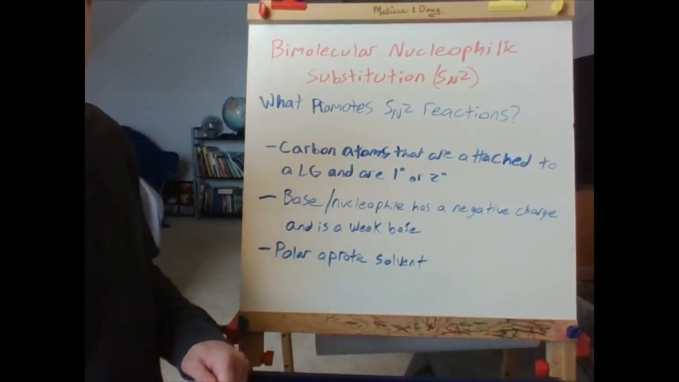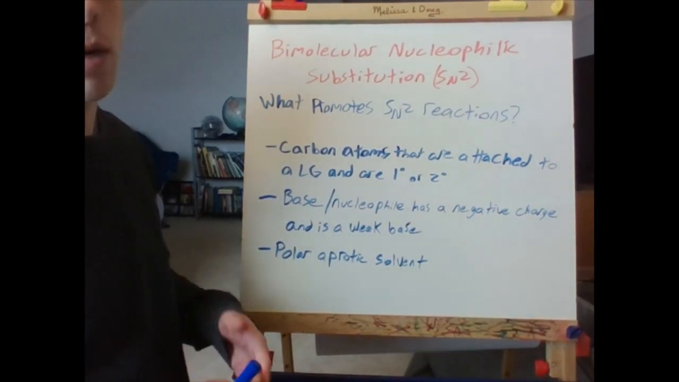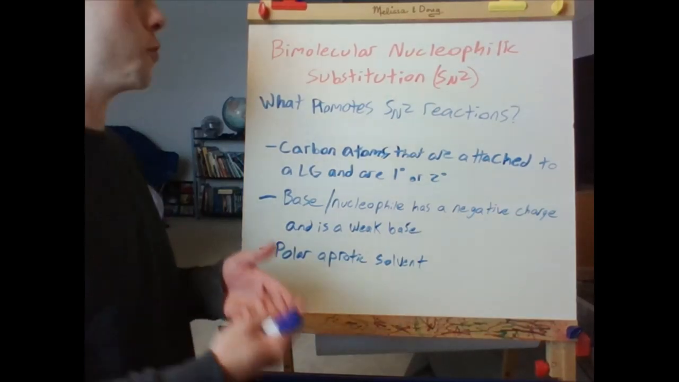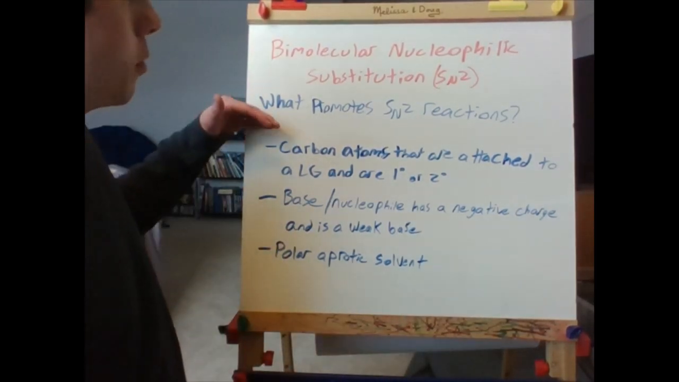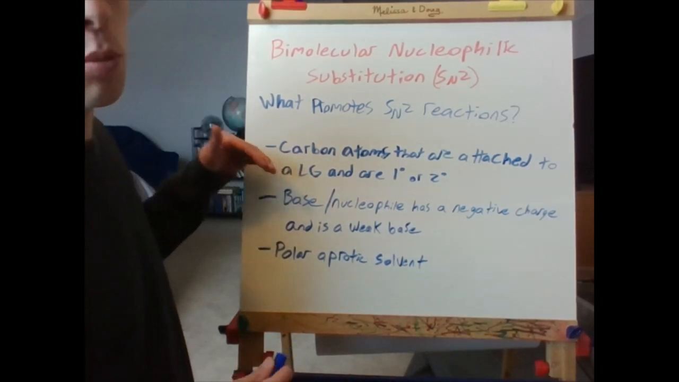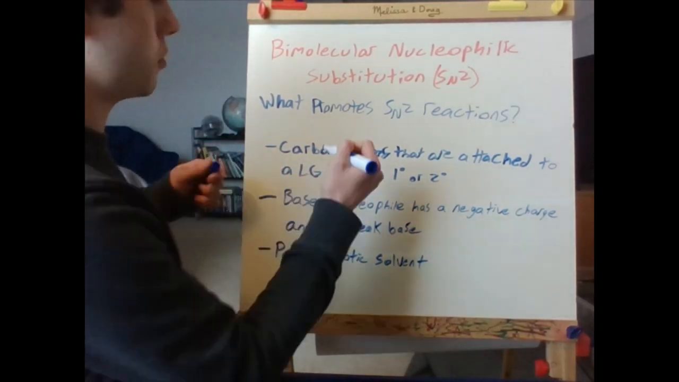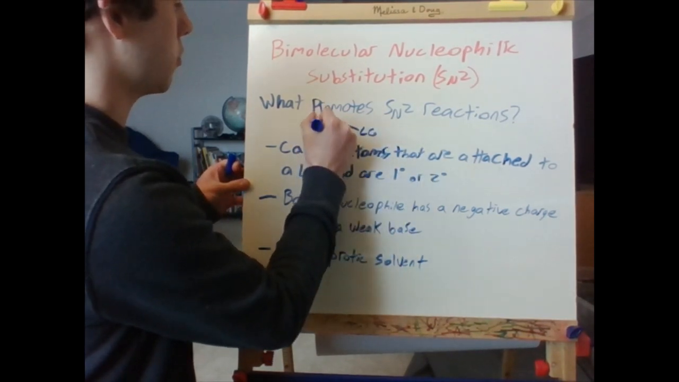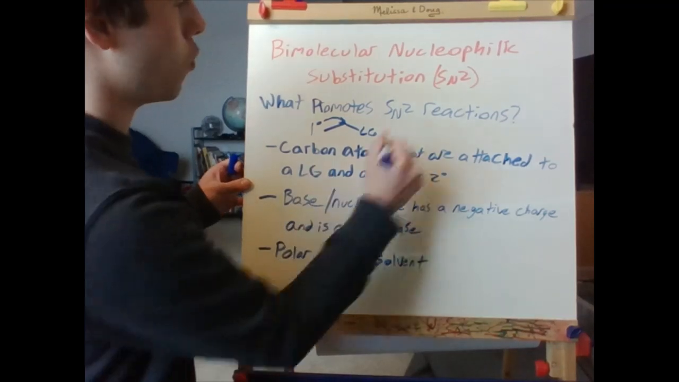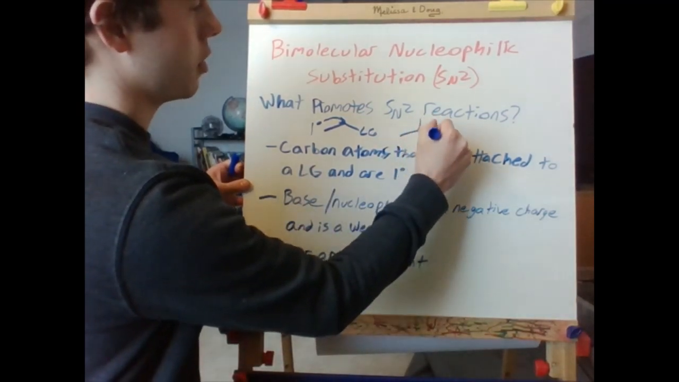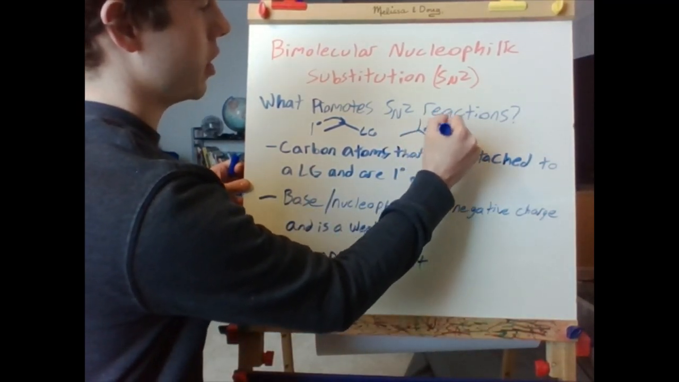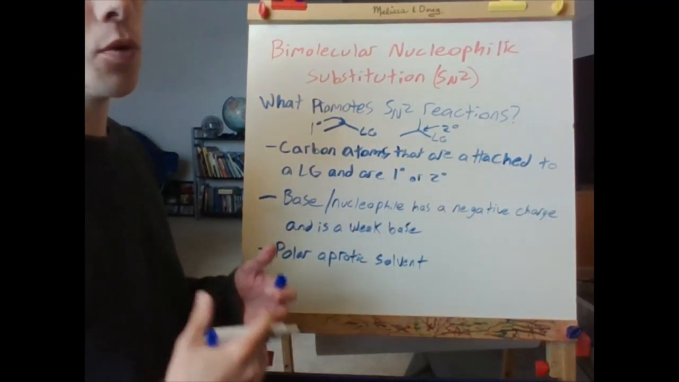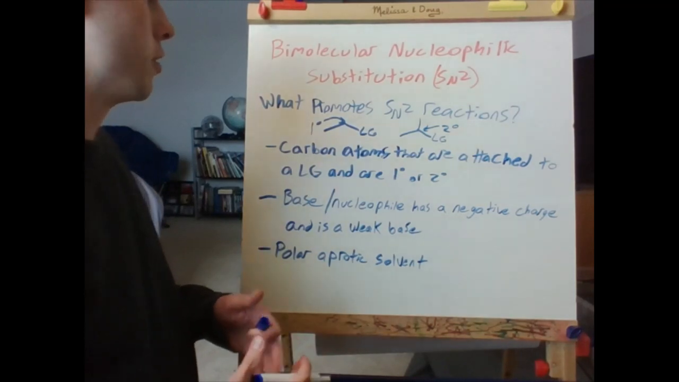Alright, so when we approach a synthesis problem and we want to try and decide whether it's undergoing an SN2 reaction, we want to look for a few things. First of all, is our carbon atom that is attached to the leaving group primary or secondary? And so something that looks like this, where our carbon is primary right here, or something that looks like this, where our carbon right here is secondary. If your carbon is tertiary, it will not undergo an SN2 reaction.